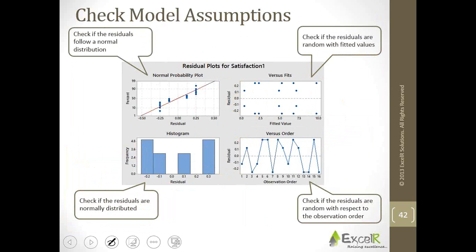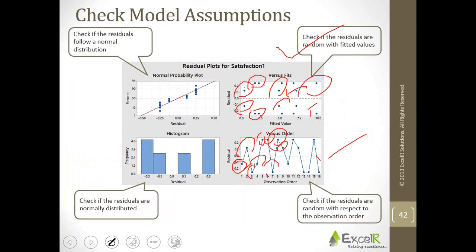Third thing, check if the residuals are random with fitted values. It's random. There is no specific order to these blue dots. They are not in a particular order, right? So they are in a random direction. Last thing is, check if the residuals are random with respect to the observation order. So this is my first observation, second, third, fourth, fifth, sixth, seventh, eighth, ninth, and so on. These data points do not follow any specific order. They're random. Yeah, so this is one chart.